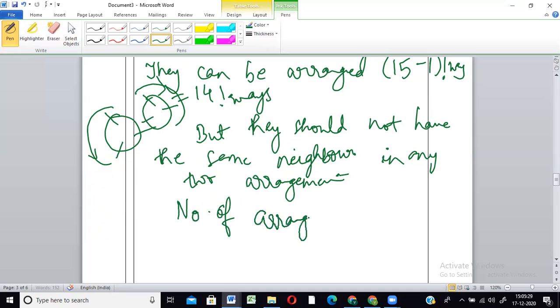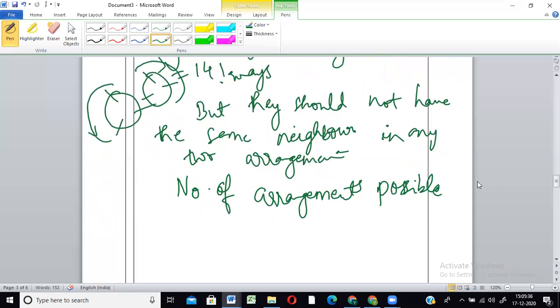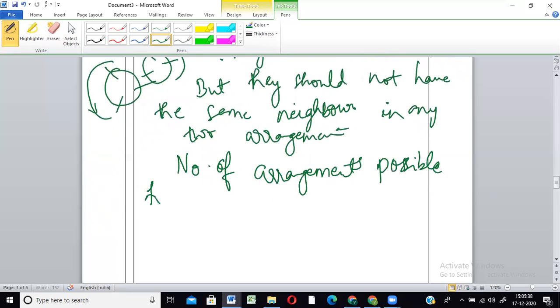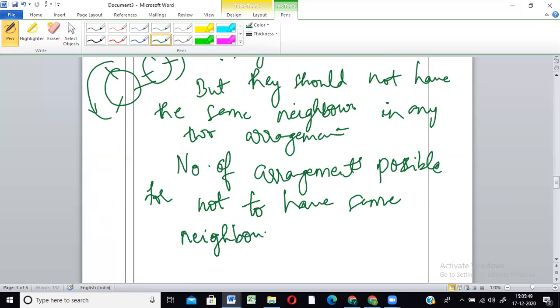The total number of arrangements possible for not having the same neighbors is 14 factorial by 2.